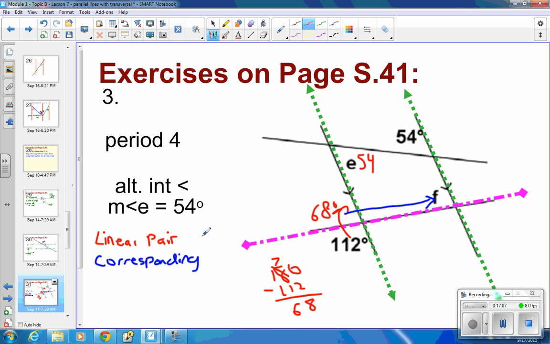And then if it's corresponding, corresponding is congruent or the same angle, so F has to be 68 degrees since it's corresponding to this one up here. Right? So that's equal to F. And I've got my reasons for justifying. On the 54, that's alternate interior angles, and for the 112, we went linear pair to get to 68, and then corresponding to get the 68 down there.